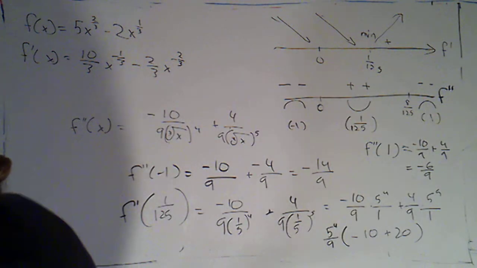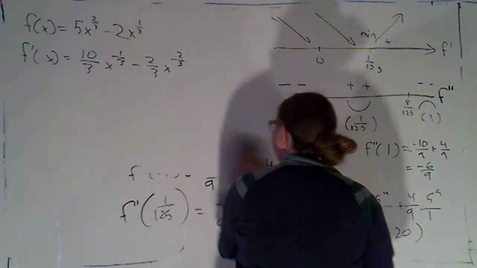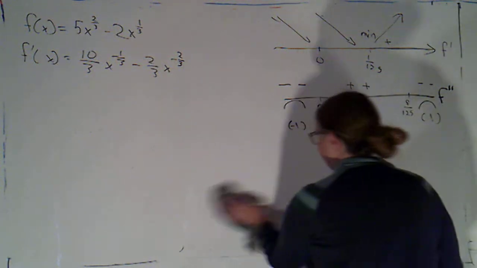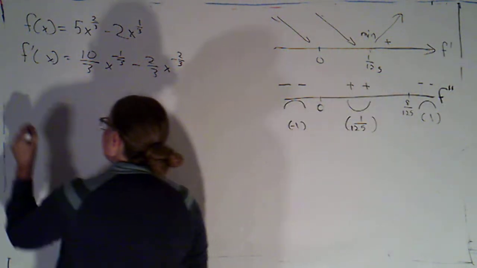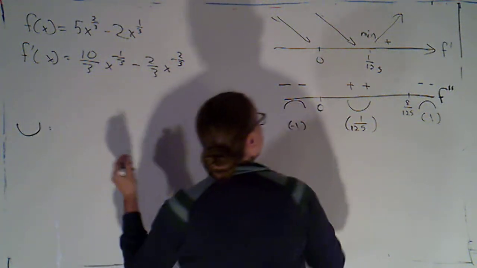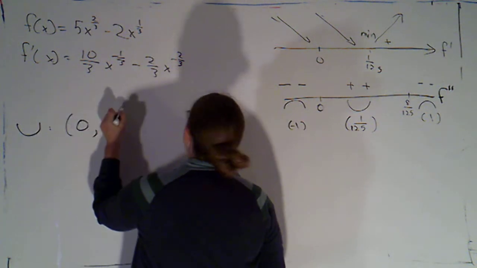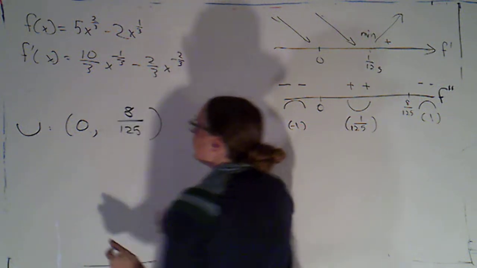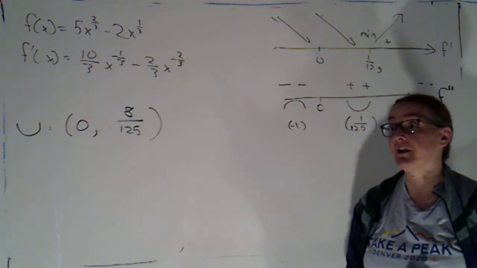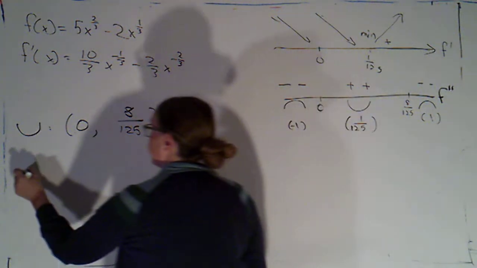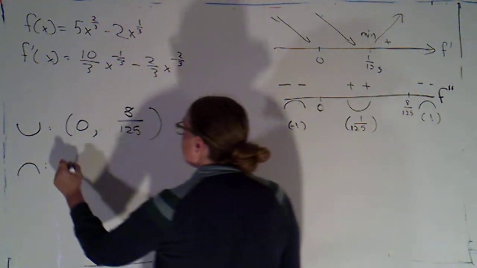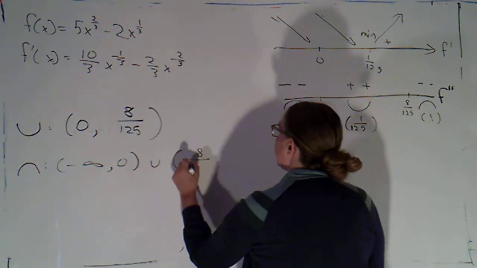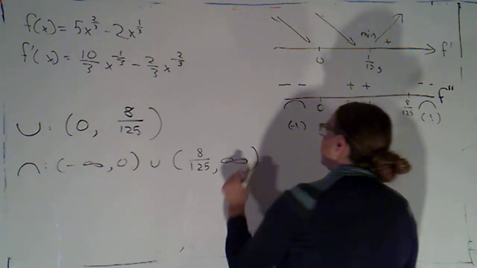Most exciting. All right, so let's write down the intervals on which our function is concave up and concave down. We're going to be concave up between 0 and 8 over 125. Remember with concavity, it's always open intervals. We don't include the endpoints there. And we're going to be concave down from negative infinity to 0, union from 8 over 125 to infinity.